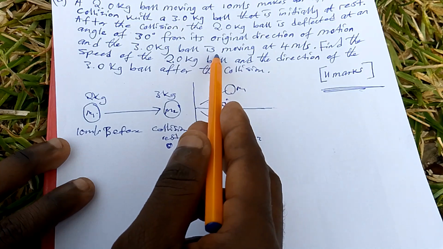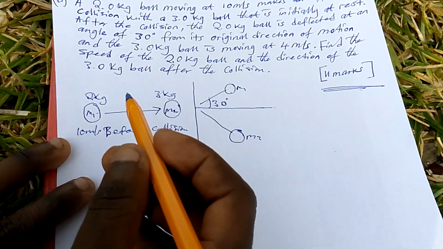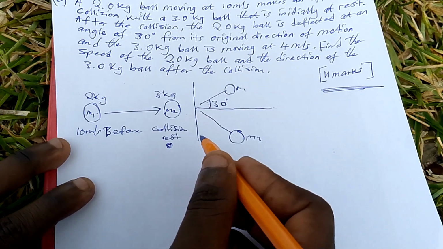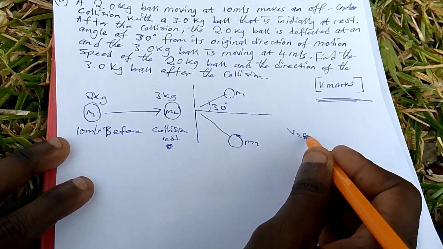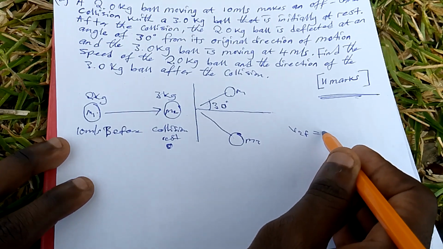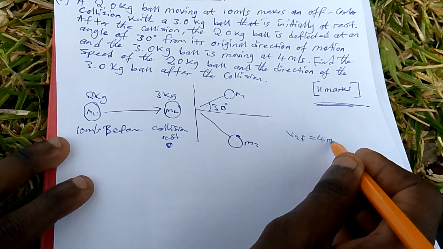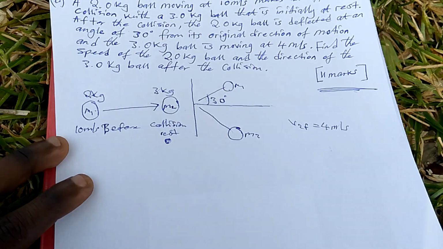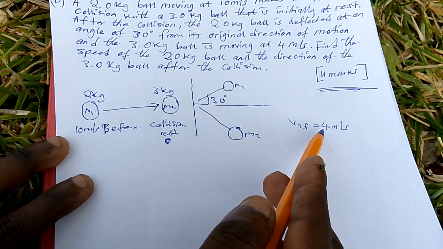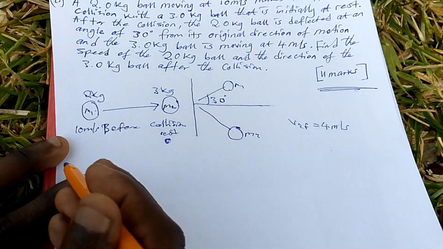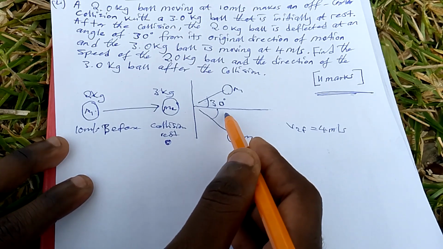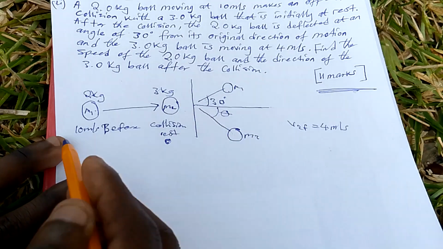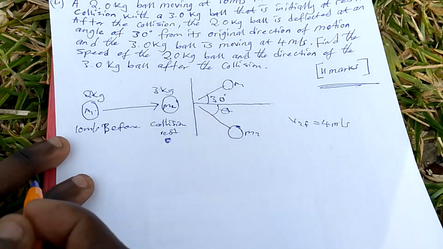And the 3 kg ball is moving at 4 meters per second. So we are told that after collision, V2 final is 4 meters per second. That is what we are told. So after collision, this one moves at 4 meters per second. We are going to find this angle here, which we don't know. We need to find the angle.